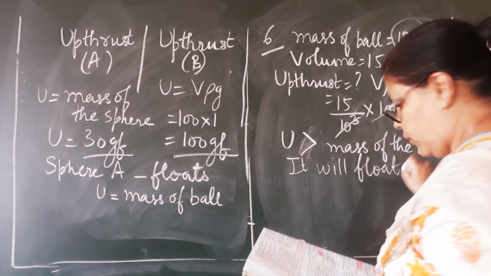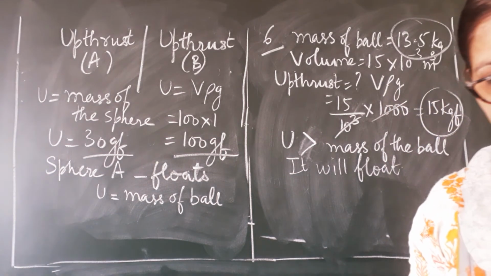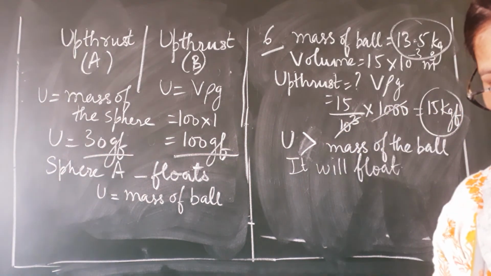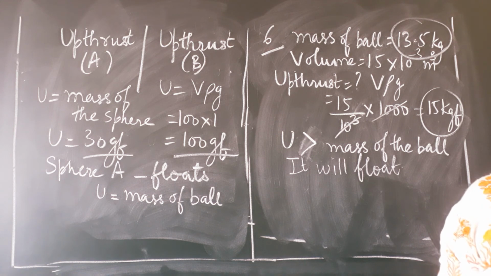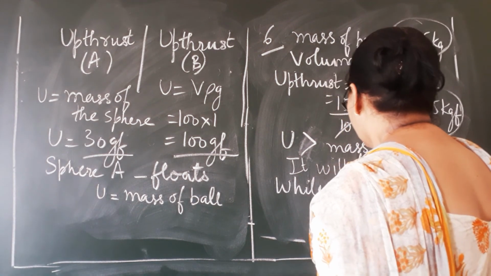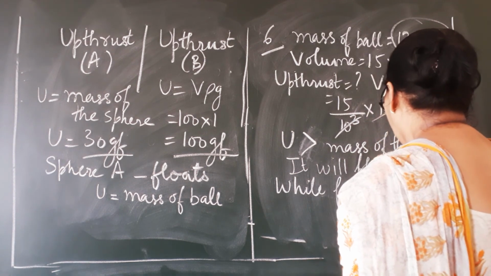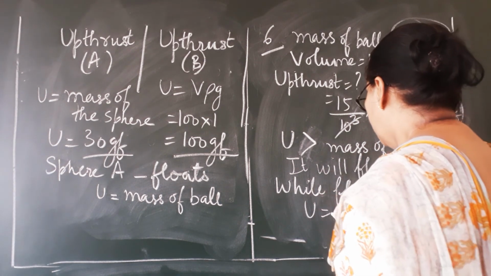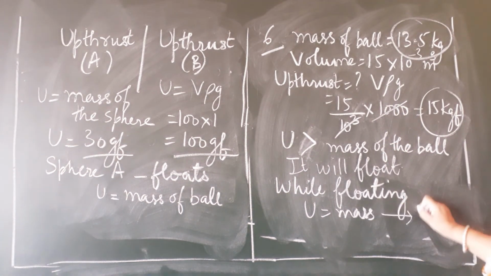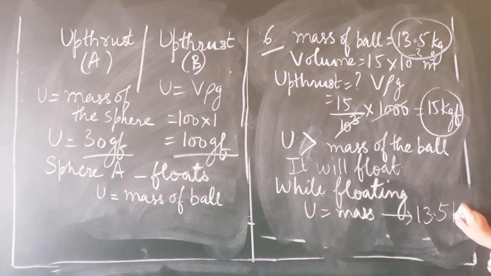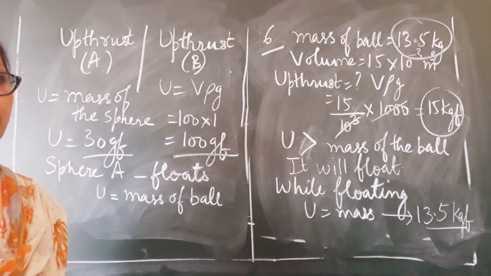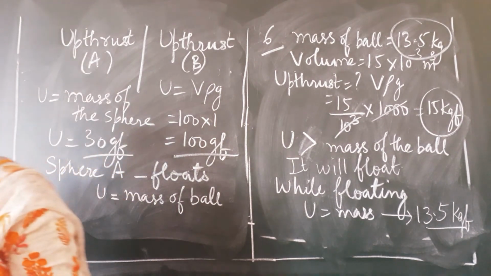And what's the third part of the question? The third part of the question is, what will be the upthrust on the block while floating? Now what will be the upthrust? Yes children, we know upthrust will be equal to the mass. Okay, while floating it's equal to the mass. So that will be equal to 13.5 kgf. Okay, the upthrust is equal to the mass while floating. So therefore that would be the third part.